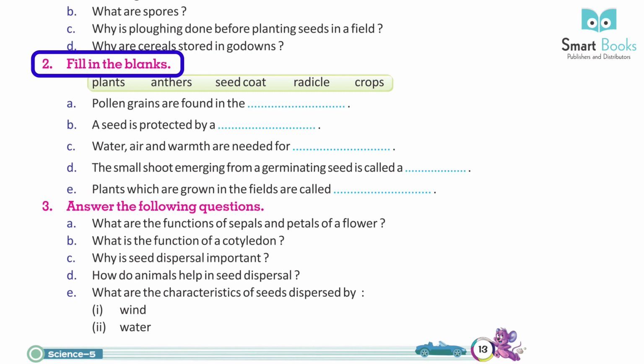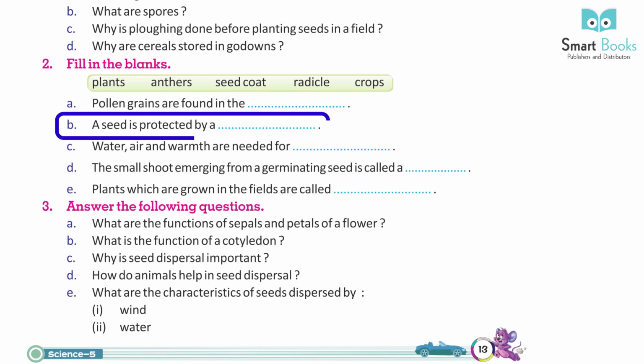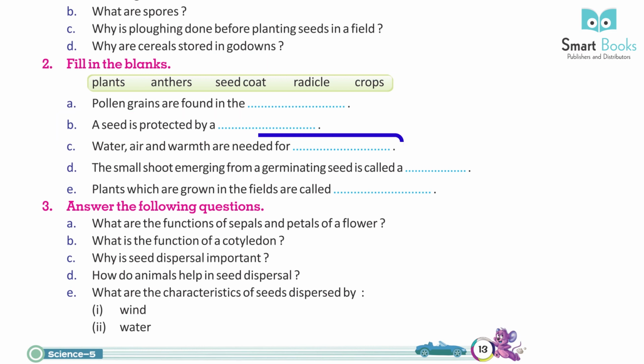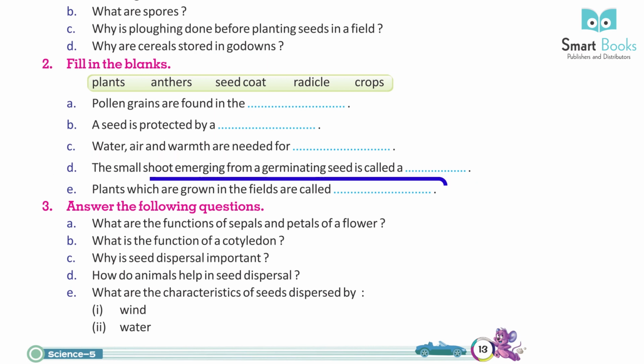2. Fill in the blanks. A. Pollen grains are found in the ____. B. A seed is protected by a ____. C. Water, air and warmth are needed for ____. D. The small shoot emerging from a germinating seed is called a ____. E. Plants which are grown in the fields are called ____.